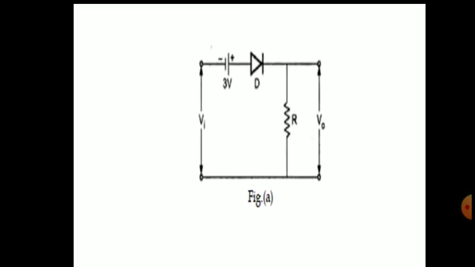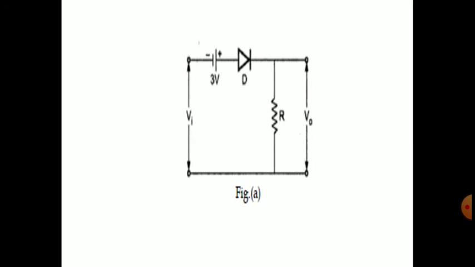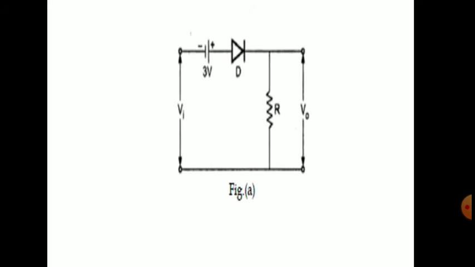See, analyze the circuit first. For the V input zero condition, the positive terminal is attached to the P side, so the diode is forward biased and the circuit is closed. 3 volts we are applying, and there is a drop across R. The entire 3 volts is applying across the resistance.